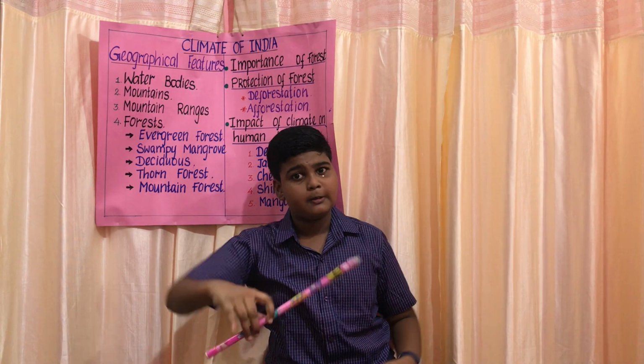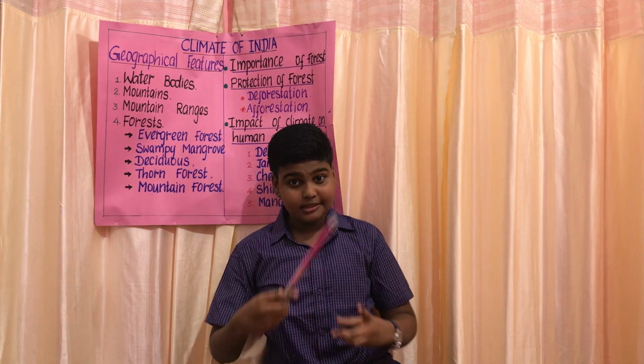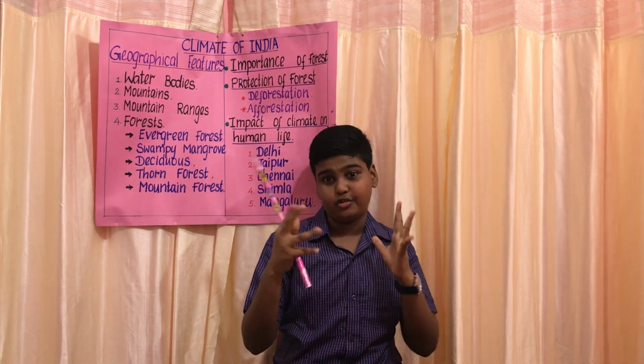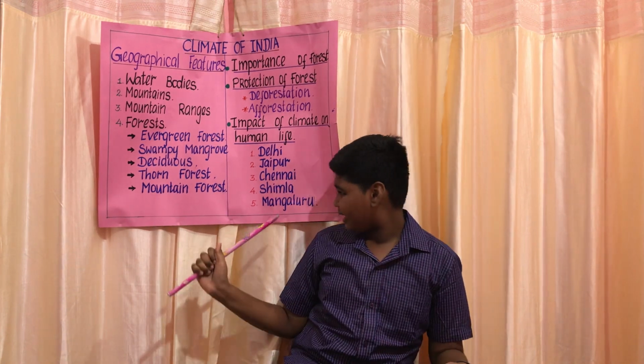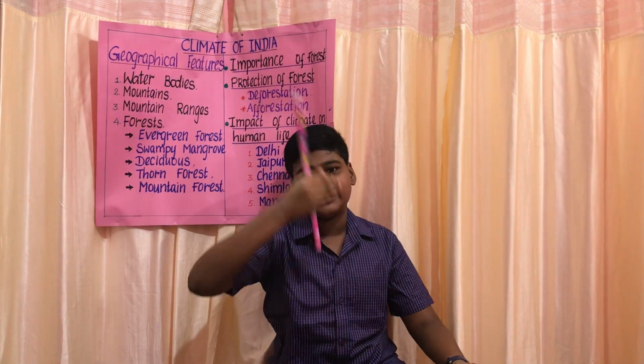And one more thing I forgot to tell about Shimla: in Shimla also the houses have sloping roofs so that the snow can slide off easily, and they have houses made of wood to keep the house warm. Then how can they survive in the cold weather? They will freeze. So the houses are made of wood and also stones. In Mangalore, they have sloping roofs so that the water can slide off easily.